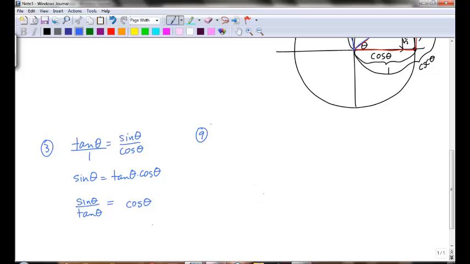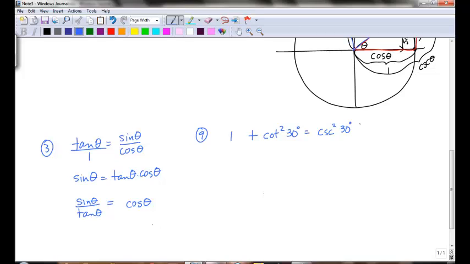Okay, go to number 9, page 134. It says verify each identity. On number 9, you need to take out your chart. Look at the chart in your notebook that has the 30, 60, 90, 45, 45, 90. You need to look at that chart. On number 1 it says 1 plus cotangent squared of 30 degrees equals cosecant squared of 30 degrees.